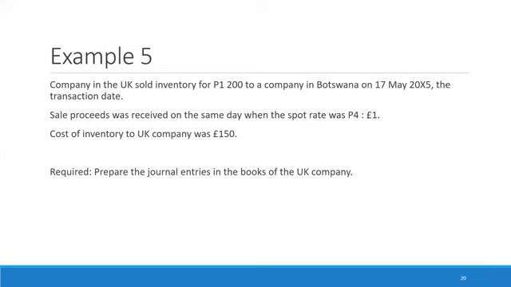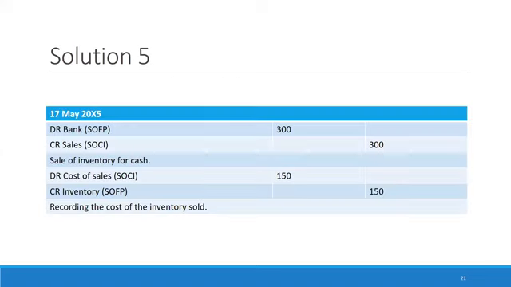So the UK company were the ones that in fact sold inventory to the company in Botswana. So they made the sale, and we need to record the sale of that inventory. Our inventory was sold for 1,200 Pula, but we are dealing with the books from the UK, so we must translate that into pounds. 1,200 divided by 4 gives us £300. How do we record the sale? We debit bank with £300 and we credit sales with £300.